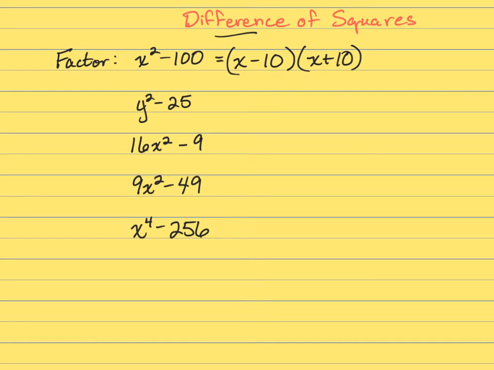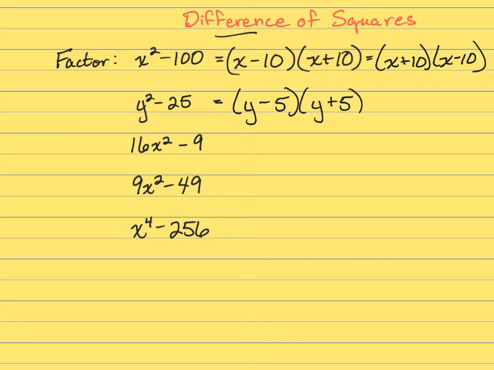x is an x squared, and 100 is a 10 squared, and so that's where I've got the tens. x minus 10 and x plus 10. Now, of course, that's the same as x plus 10 times x minus 10, so sometimes you'll see it written this way. But the point is, it will always factor like that. So if we look at this second one, y squared is a y squared, 25 is a 5 squared. So this is going to factor into y minus 5, y plus 5.